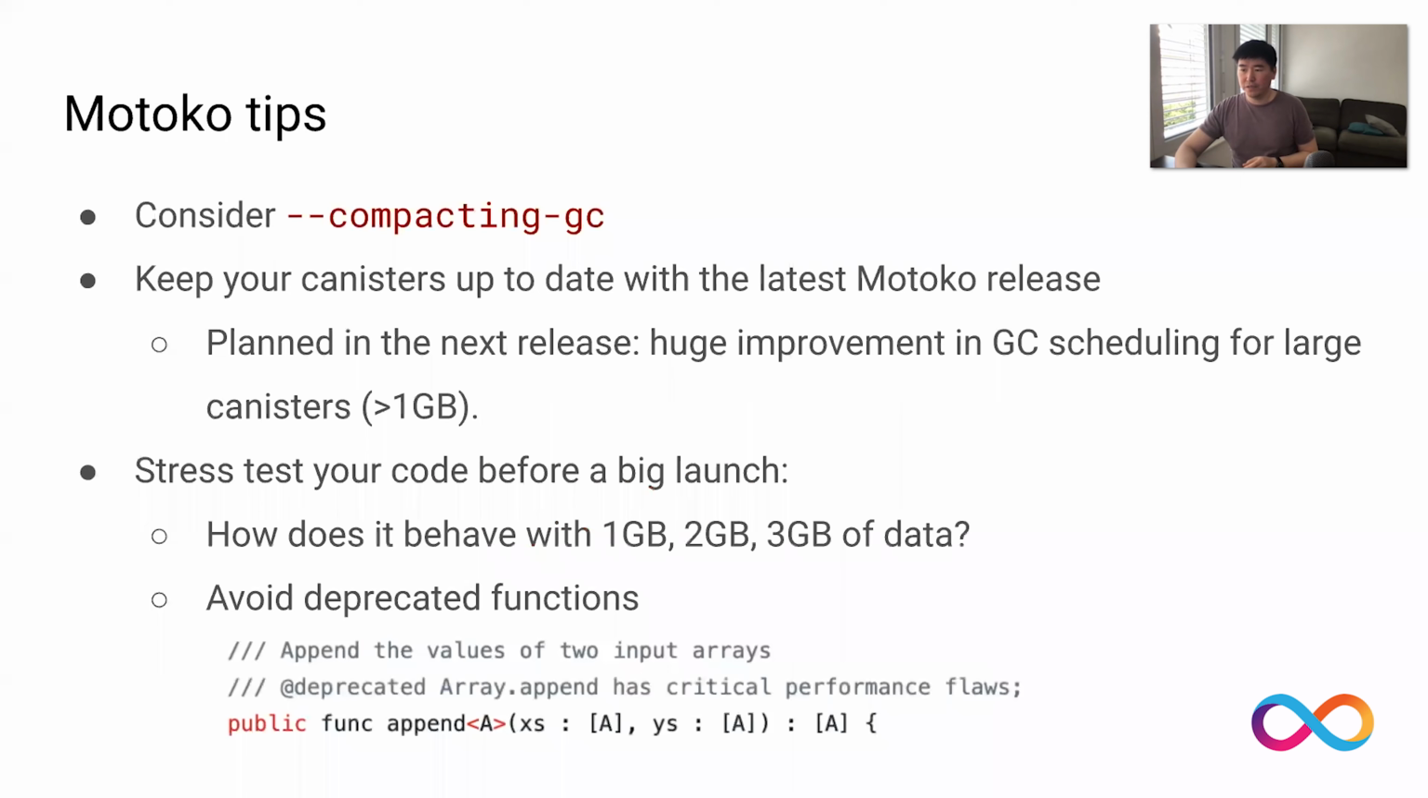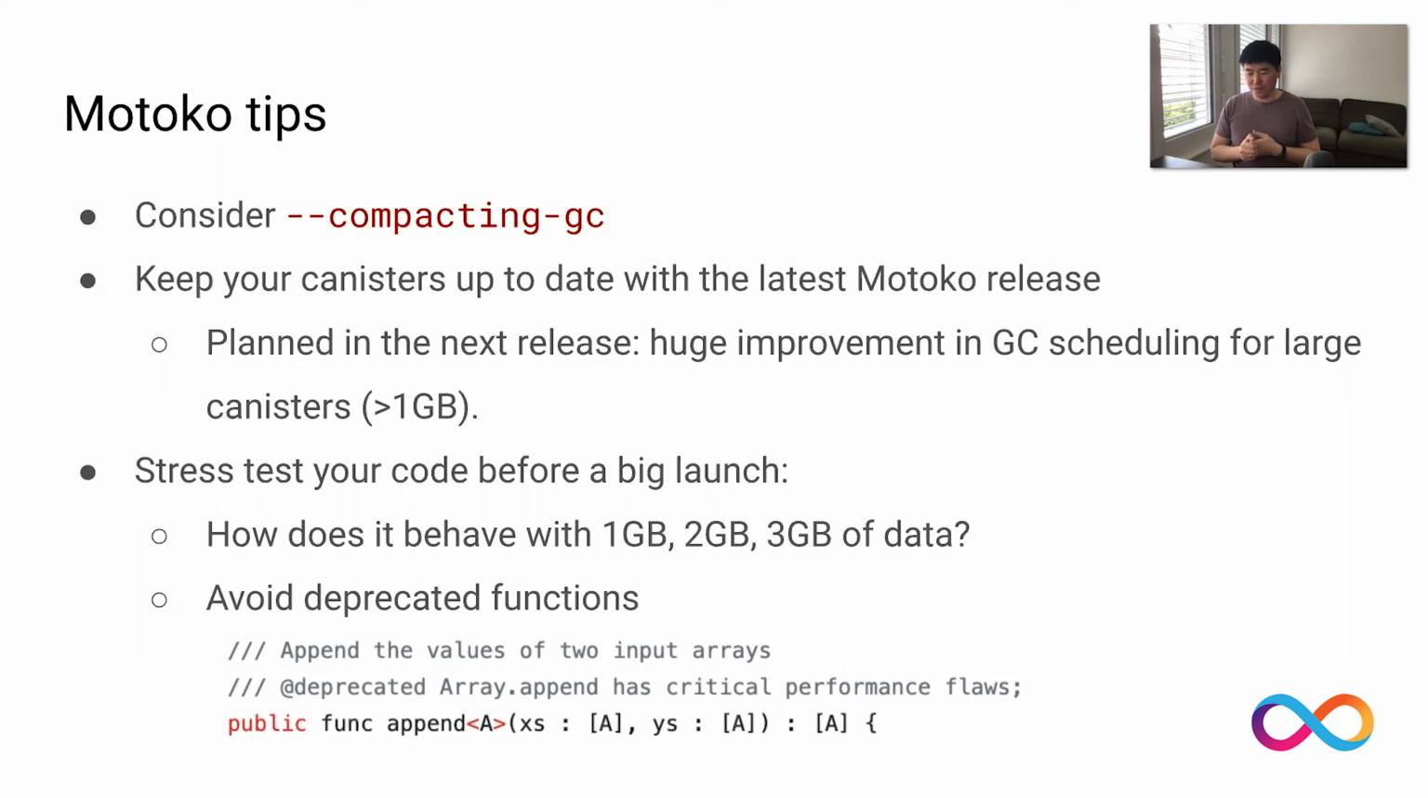Now, regarding the tips. The first tip is to try out the compacting GC. It should improve the performance. Another high-level tip is to try to keep your canisters up to date with the latest release, because that's the only way the Motoko team can improve your canister. And as a sneak peek, for the next release, the Motoko team is planning a huge improvement in the garbage collection scheduling algorithm that will improve performance for large canisters that consume more than 1 gigabyte.